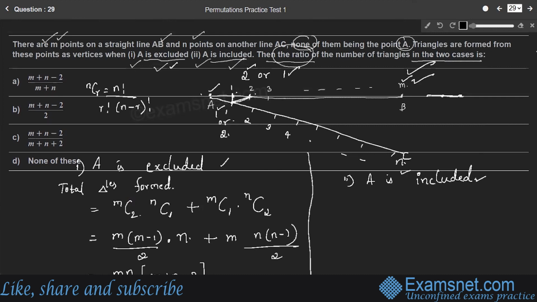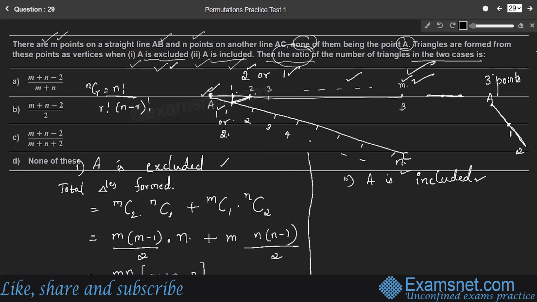When A is included, to form a triangle we need 3 points. Here, one of the points is A. We'll consider one point from line AB. This is the first point. You cannot consider the third point on the same line AB, because if you join all these points from the same line AB, you will get a straight line.